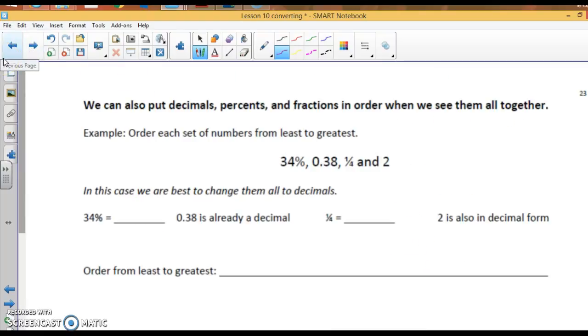All right, putting these in order from least to greatest. We've got all kinds of numbers, fractions, decimals, and percents, all mixed up. I would change them to decimals. You could change them to fractions, but you need to have a common denominator. So 34% would be 0.34. 0.38, 38 hundredths is already a decimal. 1/4, we all know that that's 0.25, and if you don't, you divide.